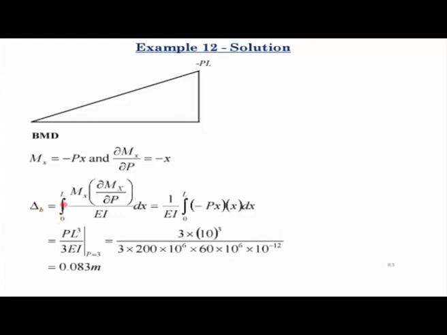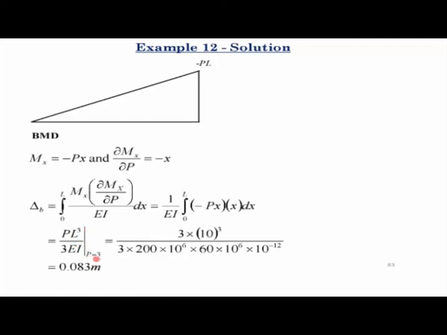In order to calculate the bending deformation, you use this formula: integration from 0 to L, Mx del Mx by del P over EI. So Mx is minus PX, and del Mx by del P is minus X. There should have been a minus X here, so that is missing. So please consider a minus X here. If you integrate that, you will get PL cube over 3EI.